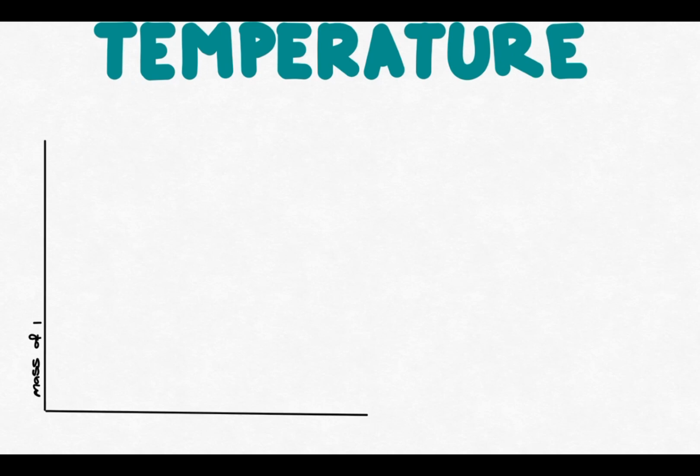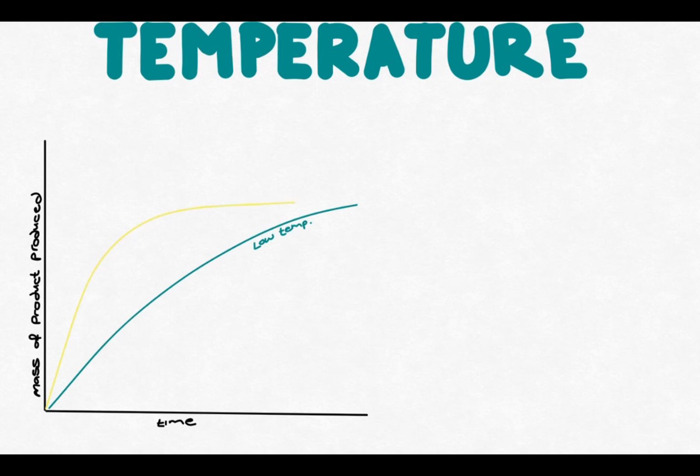Now let's refer back to our graph of the mass produced over time. Now, if we have a low temperature, again, our reaction will be slow but constant, increasing up to a maximum. But when we increase the temperature, using a higher temperature, our graph will have a steeper gradient at the start. It will become horizontal sooner, but again, it will form the same amount of product. This shows that increasing the temperature increases the rate of the reaction.